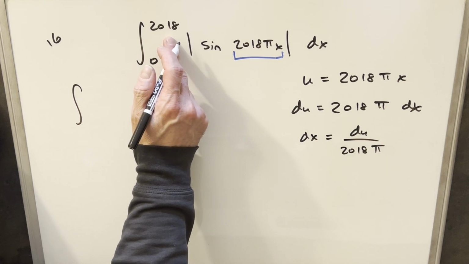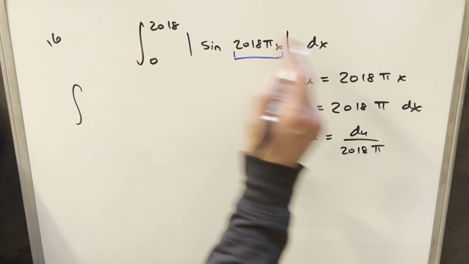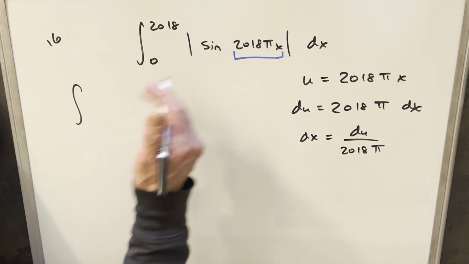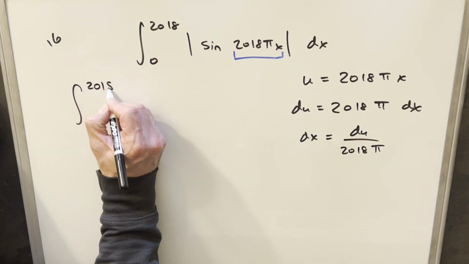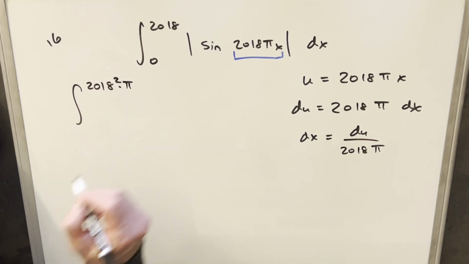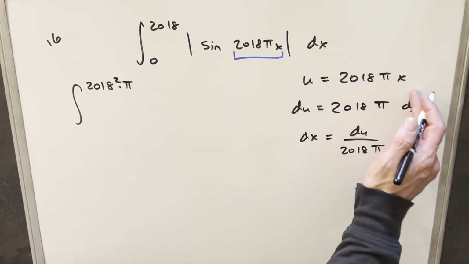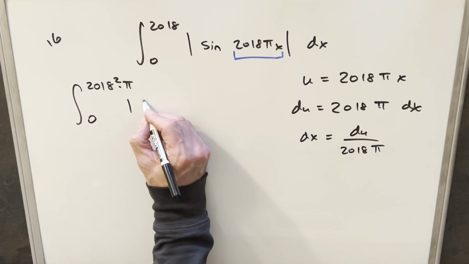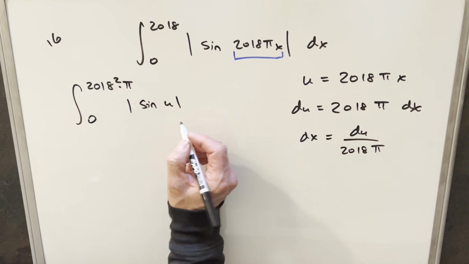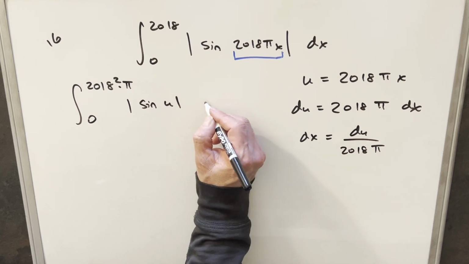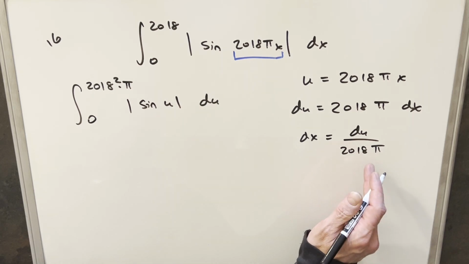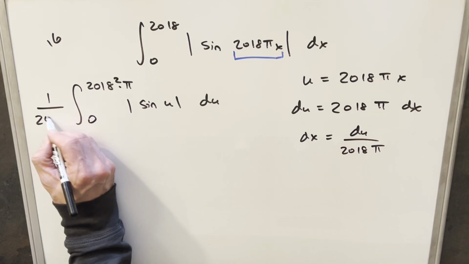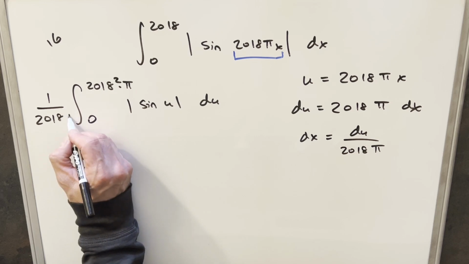Now, first we'll take our upper bound. We'll plug this in here for x. So plugging in 2018 here, our upper bound kind of becomes worse because now our upper bound is 2018 squared times pi. We'll plug 0 in here, and that just gives us 0, so that's okay. Then inside the integral, this now becomes just sine of u, or absolute value sine of u, and our dx is going to be du over this. But this is a constant value, so I'm going to take this out front of the integral, and we'll write this as 1 over 2018 pi.